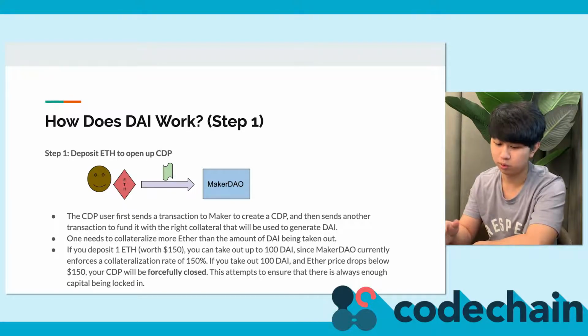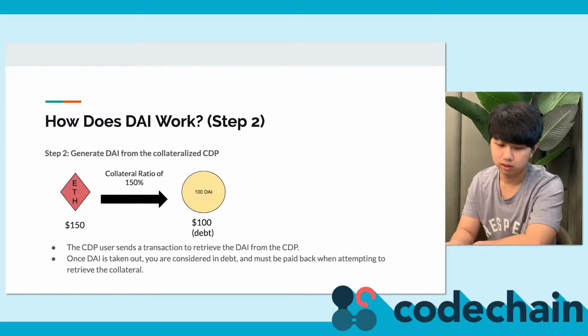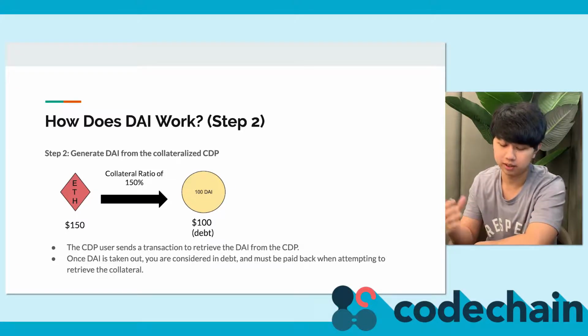So one needs to collateralize more Ether than the amount of DAI being taken out. For example, if you deposit one Ether that's worth, let's say, $150, you can take out up to around 100 DAI, because they currently enforce a collateralization rate of 150%. So if you take out 100 DAI and the Ether price drops below 150, then your CDP will be closed forcefully. This is a mechanism that makes sure there's always enough capital locked in the MakerDAO ecosystem.